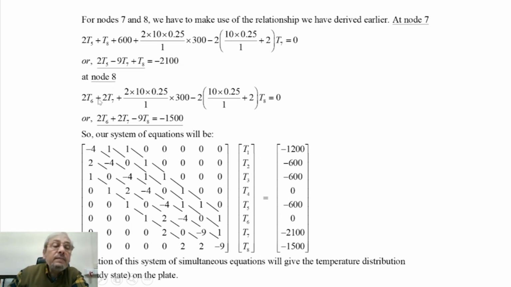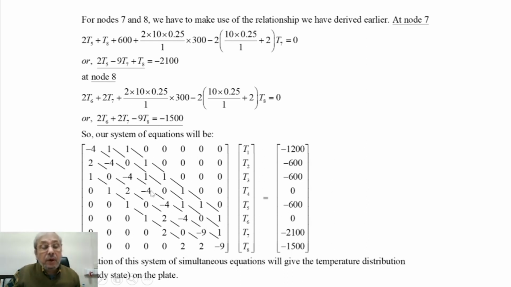For node 8, again we can write 2T6 plus 2T7 plus 2 into H into delta X by K into T infinity, minus 2 times (H delta X by K plus 2) into Tij, which is T8 here. And we'll get this equation. And we have rearranged the equations in such a way that all known quantities are on the right hand side.